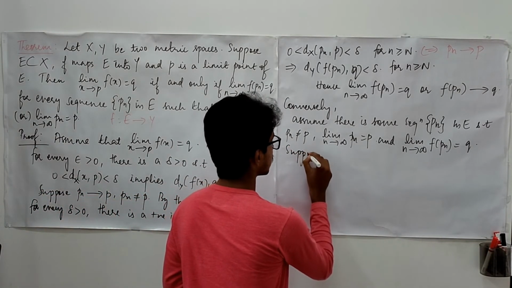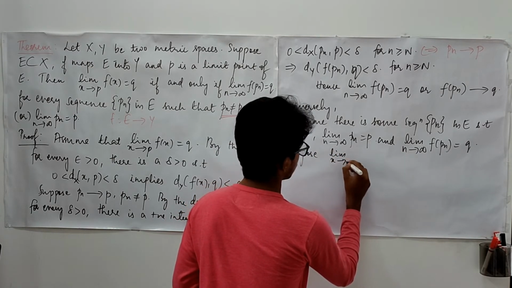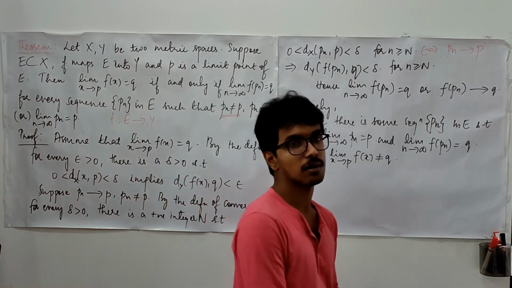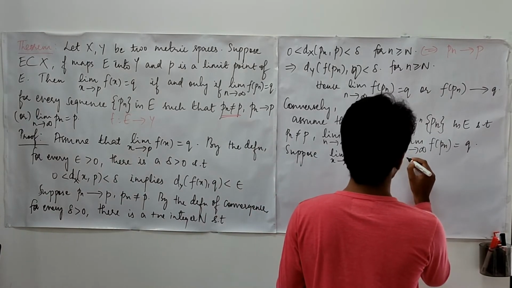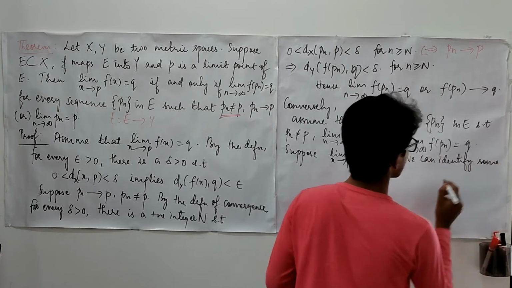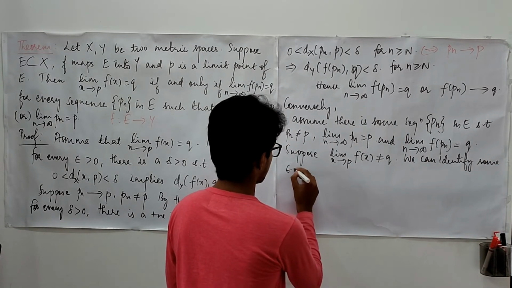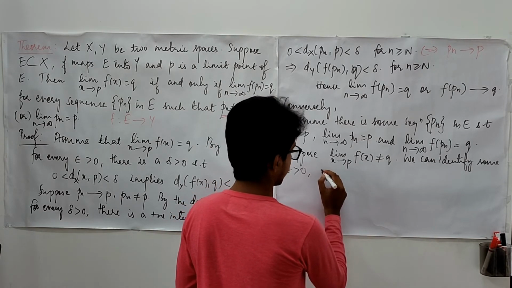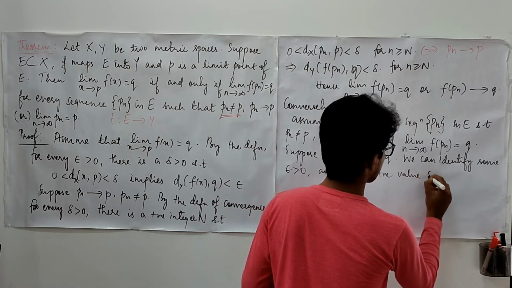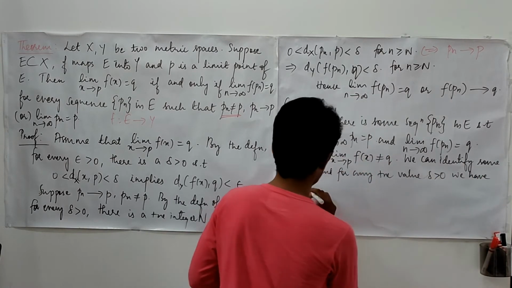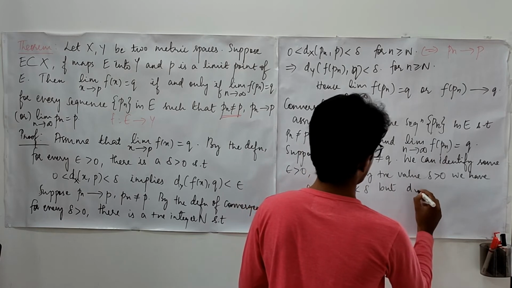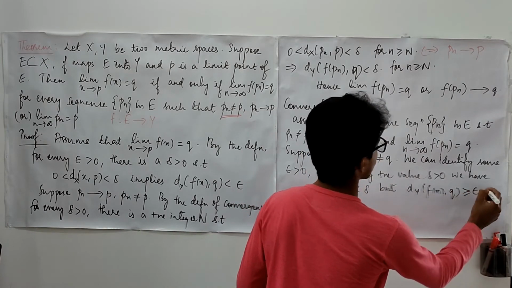This is the assumption that we make, and with this we will have to prove this happens. Suppose limit x approaches P, f of x is not equal to Q. We are doing it by the contrapositive approach. In this case we can identify some epsilon bigger than 0 such that for any positive value delta we have 0 less than dX of x comma P less than delta, but dY of f of x comma Q is bigger than or equal to epsilon.